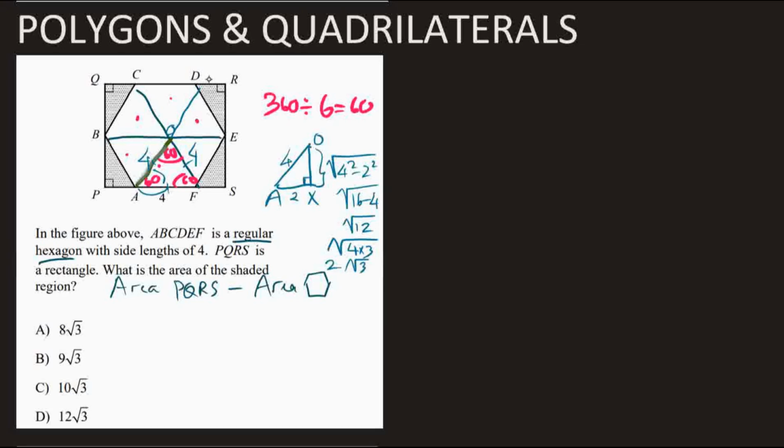So now we get the area of the triangle. This is half of the triangle, so area of triangle now. So one triangle.